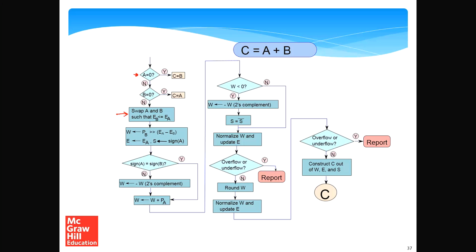Then we need to swap a and b such that EB is less than or equal to EA, or EA essentially has the higher exponent, right? So we need to ensure, without loss of generality, that EB is less than or equal to EA. If that's not the case, we'll just swap A and B.